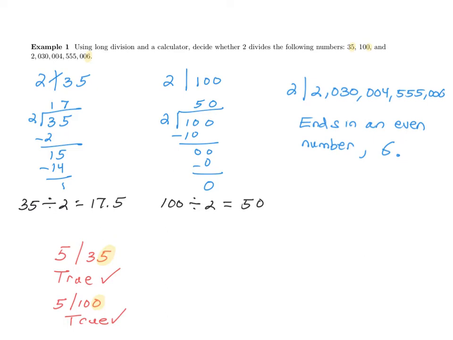Another one that's similar to this is 10. Does 10 divide into 35? And the answer here is no. This is not true. In fact, you can put a line through this. And the reason is the only way 10 can divide into a number is if the number ends in 0. And here this ends in 5.